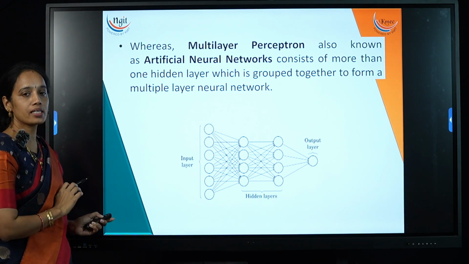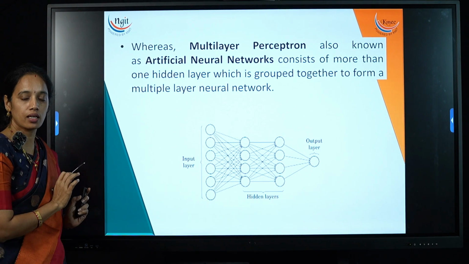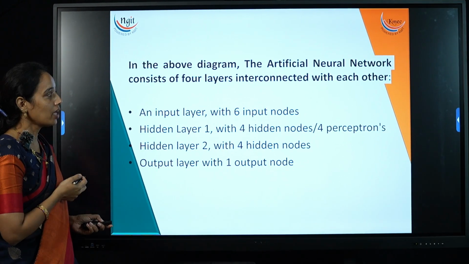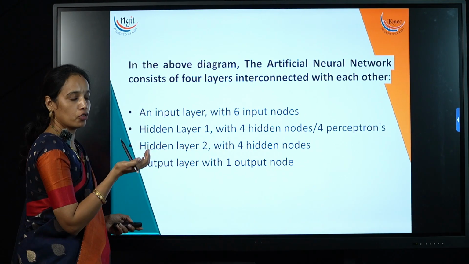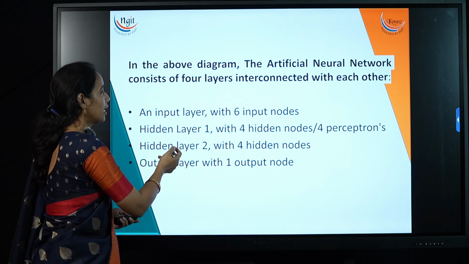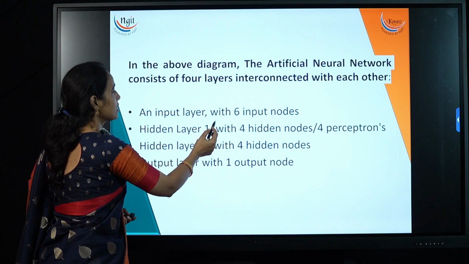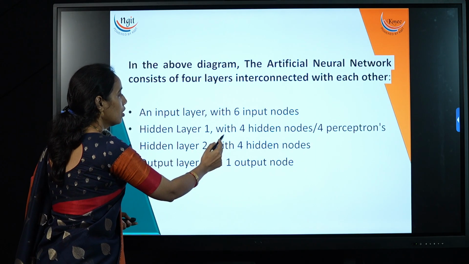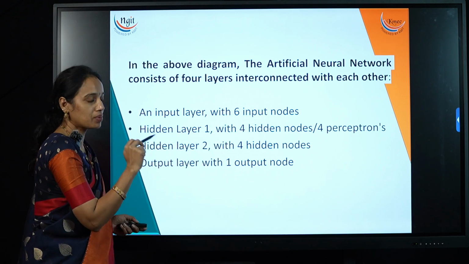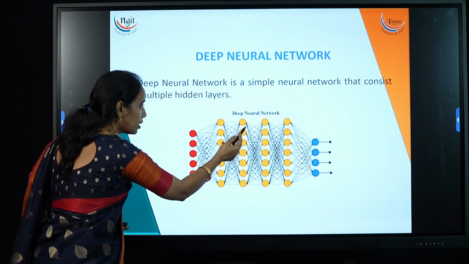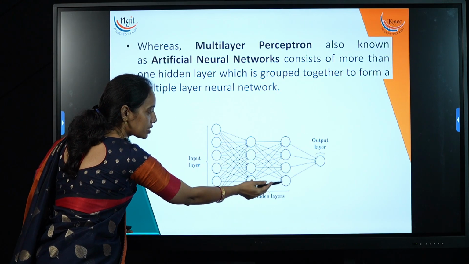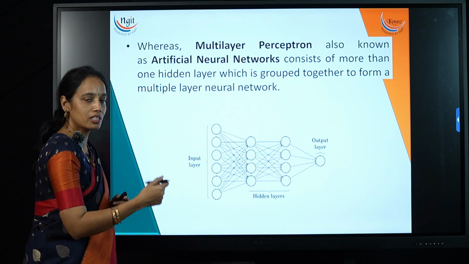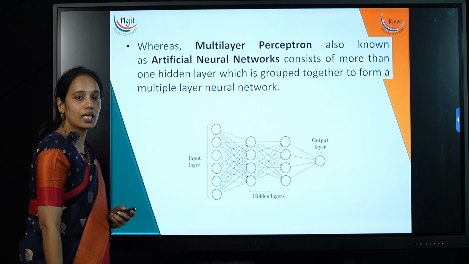So by seeing the architecture itself we have to identify whether it is a single layer neural network or a multi-layer neural network. In the above diagram, the ANN consists of 4 layers interconnected with each other: an input layer, which consists of 6 input nodes, hidden layer 1 with 4 hidden nodes or 4 perceptrons as we call them, hidden layer 2 also having 4 hidden nodes, and an output layer with 1 output node. In this way we describe the multi-layer neural network.